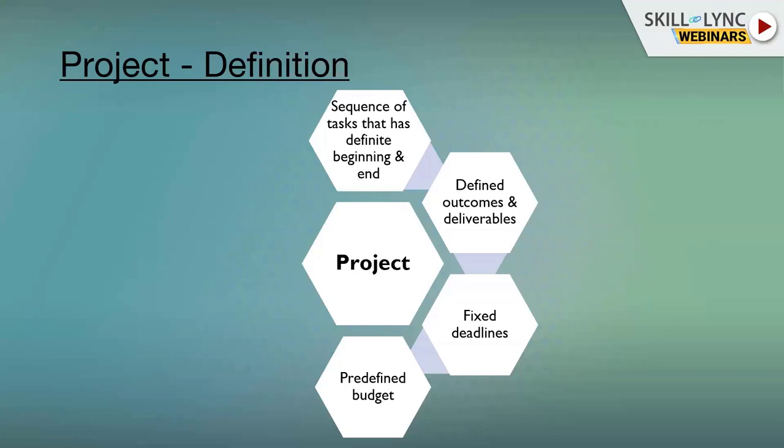Many people are involved in it. Many people, resources, and time are involved in it. So it has a fixed deadline, right? It has a fixed deadline of 45 minutes, that we have to conduct that webinar in 45 minutes. So that is a fixed deadline. It has a fixed budget. It has a fixed outcome and deliverable.